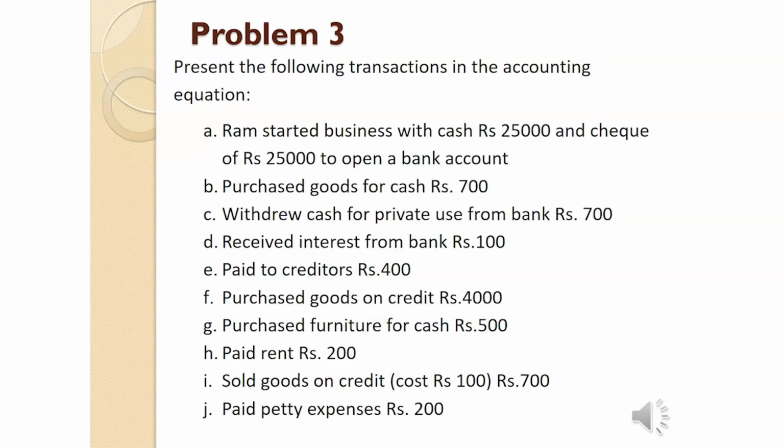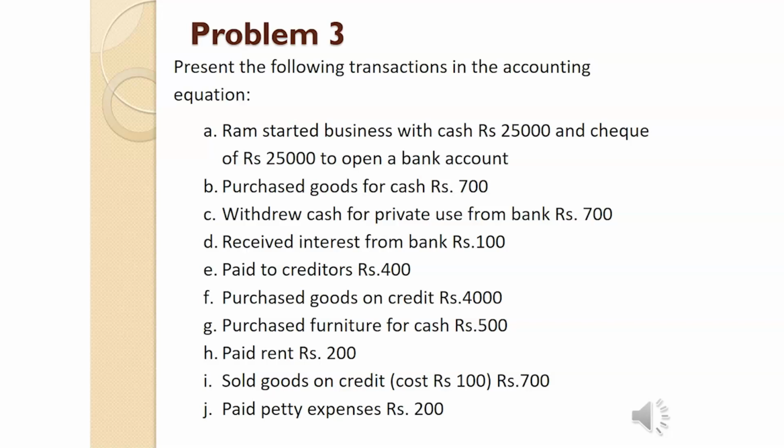Now we have to identify the transaction. Here Ram started business with cash. What are the accounts involved here? Cash account and another one is capital account. Here cheque rupees 25,000 to open a bank account, so an account is opened with the bank account. So there are three accounts here: cash account, bank account and capital account.